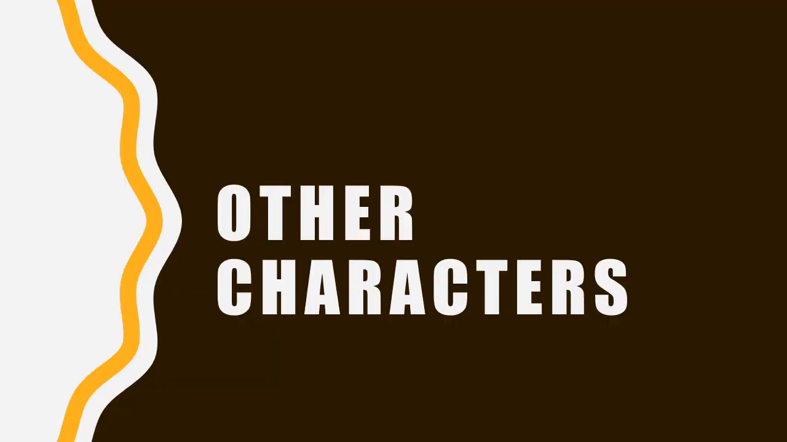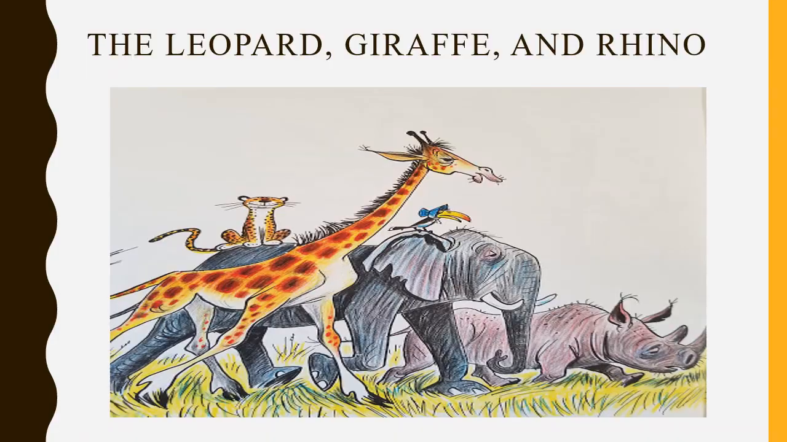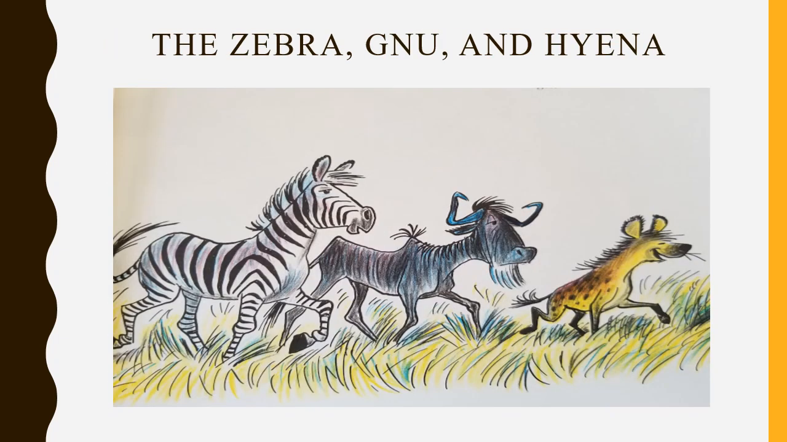Now we're going to go over some of the other characters in the story. Some of Hubert's other friends are the leopard, the gawky giraffe, and the rhino. And we have the zebra, the skinny old gnu, and the hyena with spots and a snickering laugh.